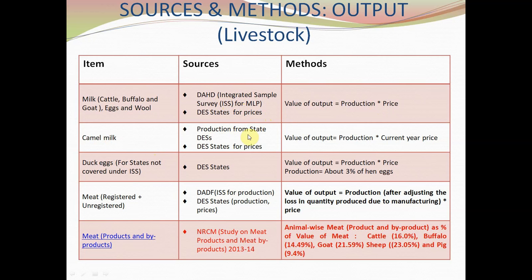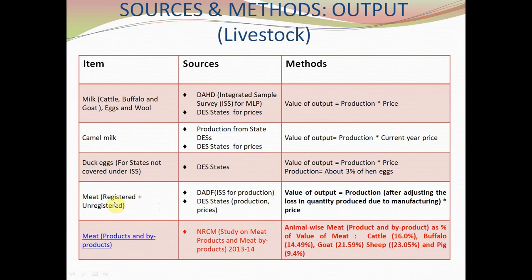For camel milk, production data is obtained from state DES, and prices are also available from state DES. Value of output is taken as production into current year price. For duck eggs, DAHD states are providing data which are not covered under ISS, the integrated sample survey, and value of output is taken as production into price, where production of duck eggs is about 3% of hen eggs.